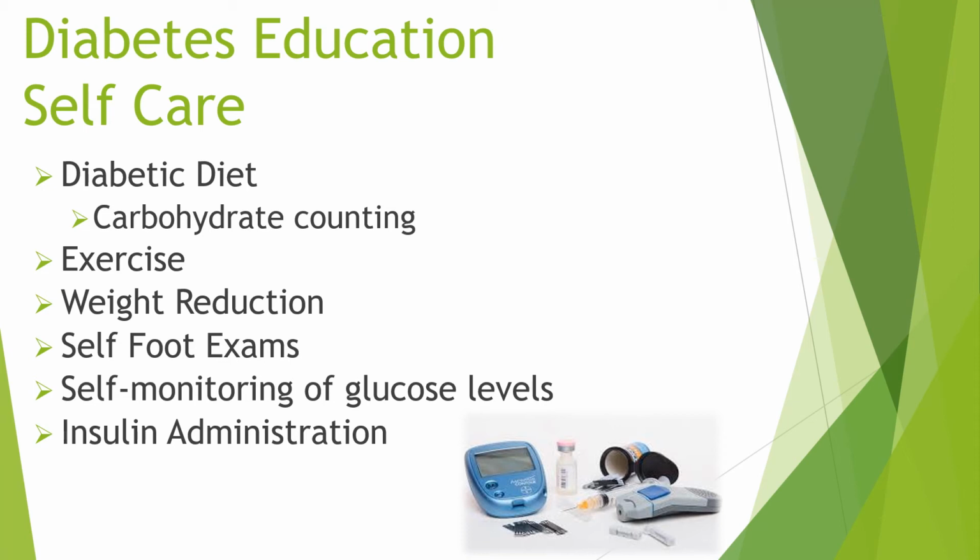Carbohydrate counting is another important educational tool for a diabetic to know if they take insulin, so they can determine how much insulin they need based on what they plan on eating. Carbohydrates turn into glucose in your body, so they affect blood sugar level more than other foods do.